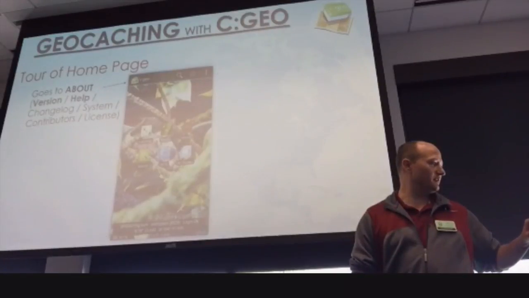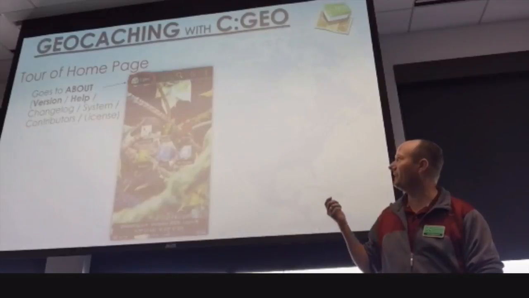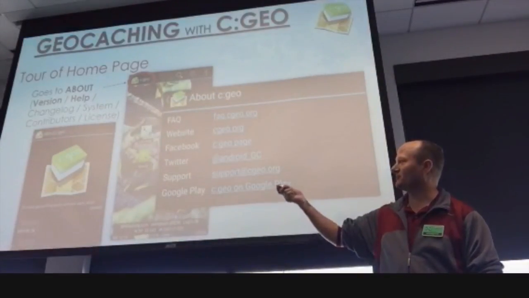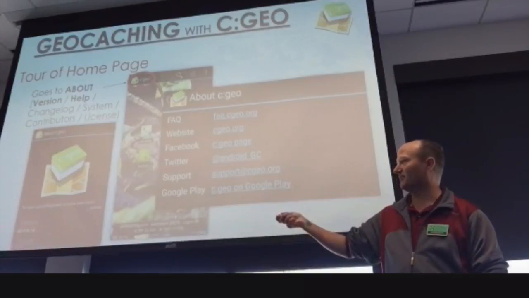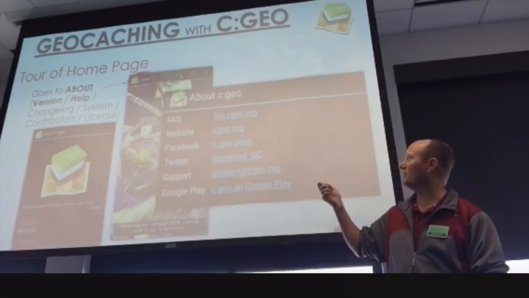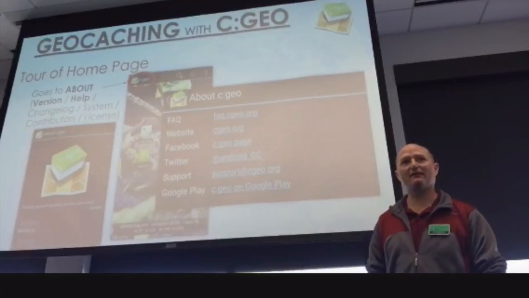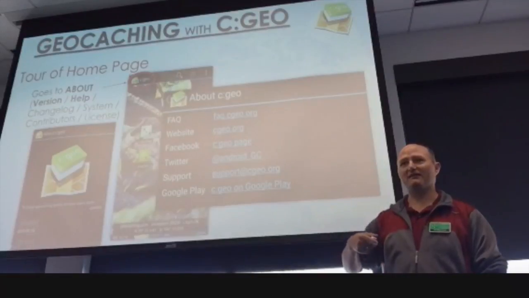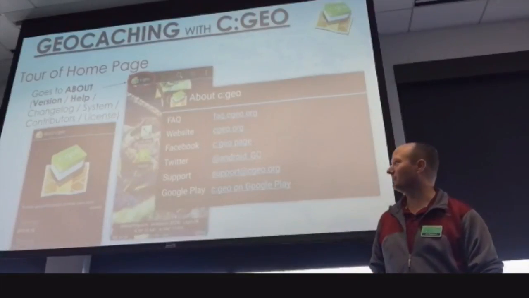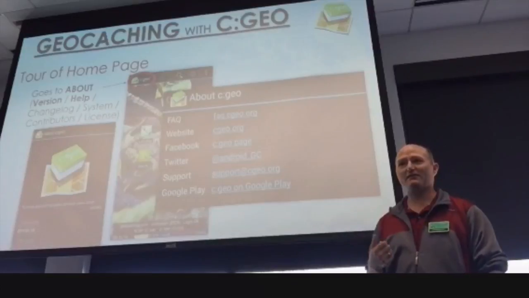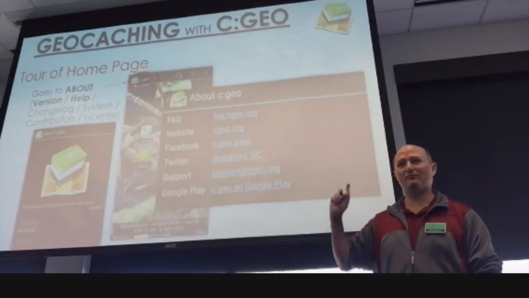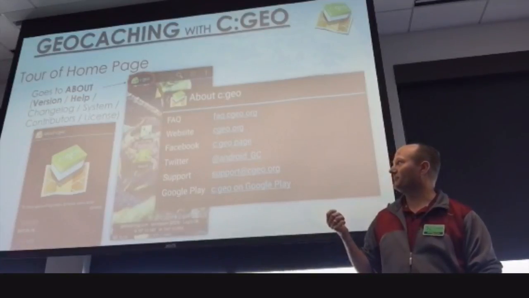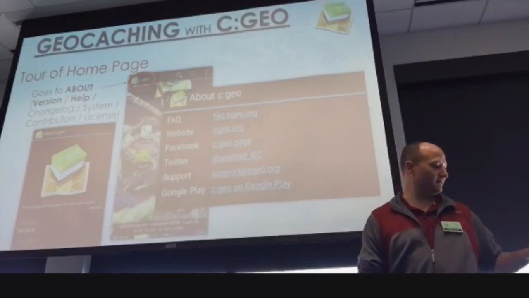So the first one was the About. If you click that button, I'm just going to show you two tabs. The first tab will show you the version. Right there, it's constantly updated. The second tab is Help. It's got all the links if you have any questions on the app. And then changelog would show all the updates by date, how they happened. System, if you have an issue and you need help, you can send them your system info so they can better troubleshoot it. Contributors are all the people that work on the app, and then the license they have.